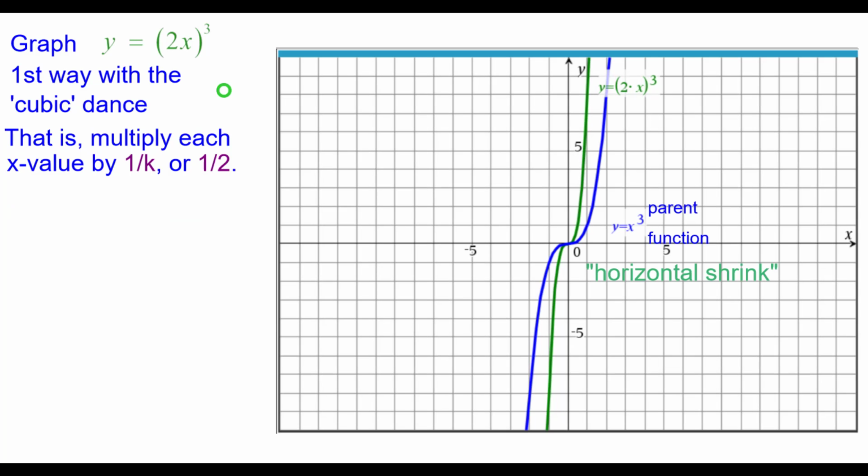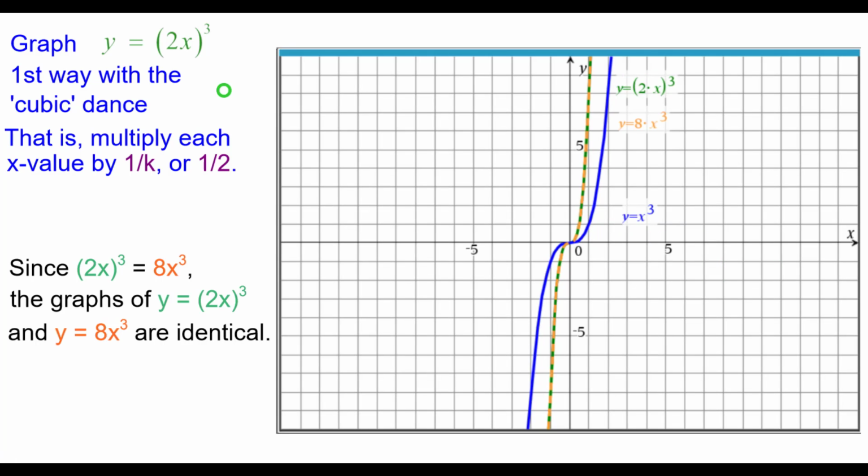Comparing that to the parent function, you can see that this is a horizontal shrink. We should also point out, since the quantity of 2x cubed is identical to 8 times x cubed, these two graphs, the orange and green graphs, are identical.